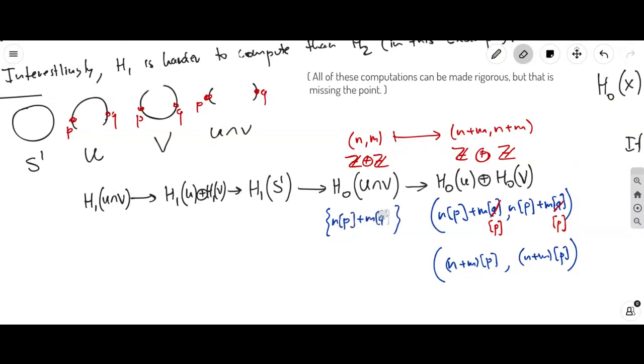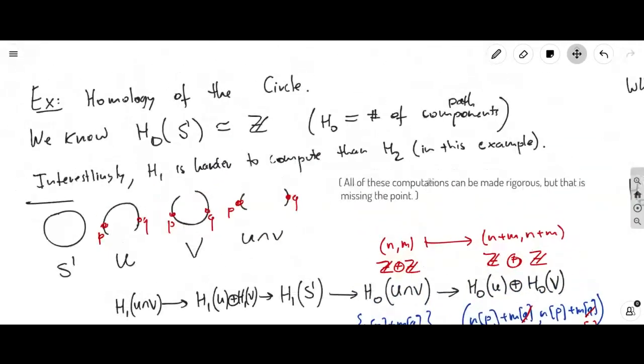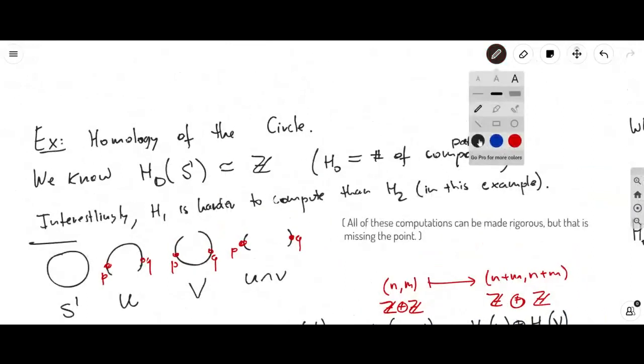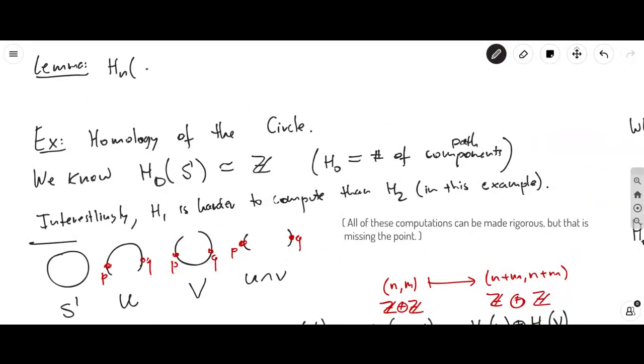I'm going to remove this so it does not get in the way, but this is really the map. And actually, let's fill this in. U intersect V is two points. Well, we need a lemma here, so I should write a lemma. It's very simple. What is the nth homology of a single point? It's Z if the dimension is 0, and it's 0 if the dimension is positive. This should seem obvious, and it's not difficult to prove. But this is the homology of a one-point space.